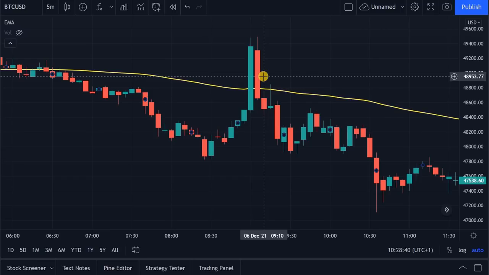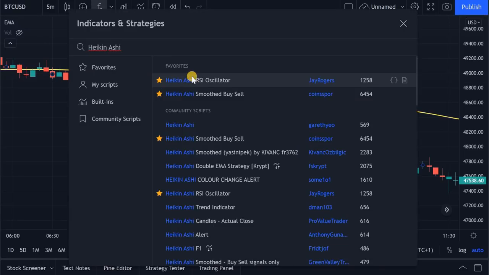In order to minimize the amount of fake outs in a trade, I use a second indicator. Now the second indicator I am going to use in this video is the Heiken RSI oscillator. To access this indicator, you would have to go over to the indicators and strategies section right here and search for Heiken RSI oscillator. The first result right here by J. Rogers is what we are going to use in this video. So I would go ahead and click on this.